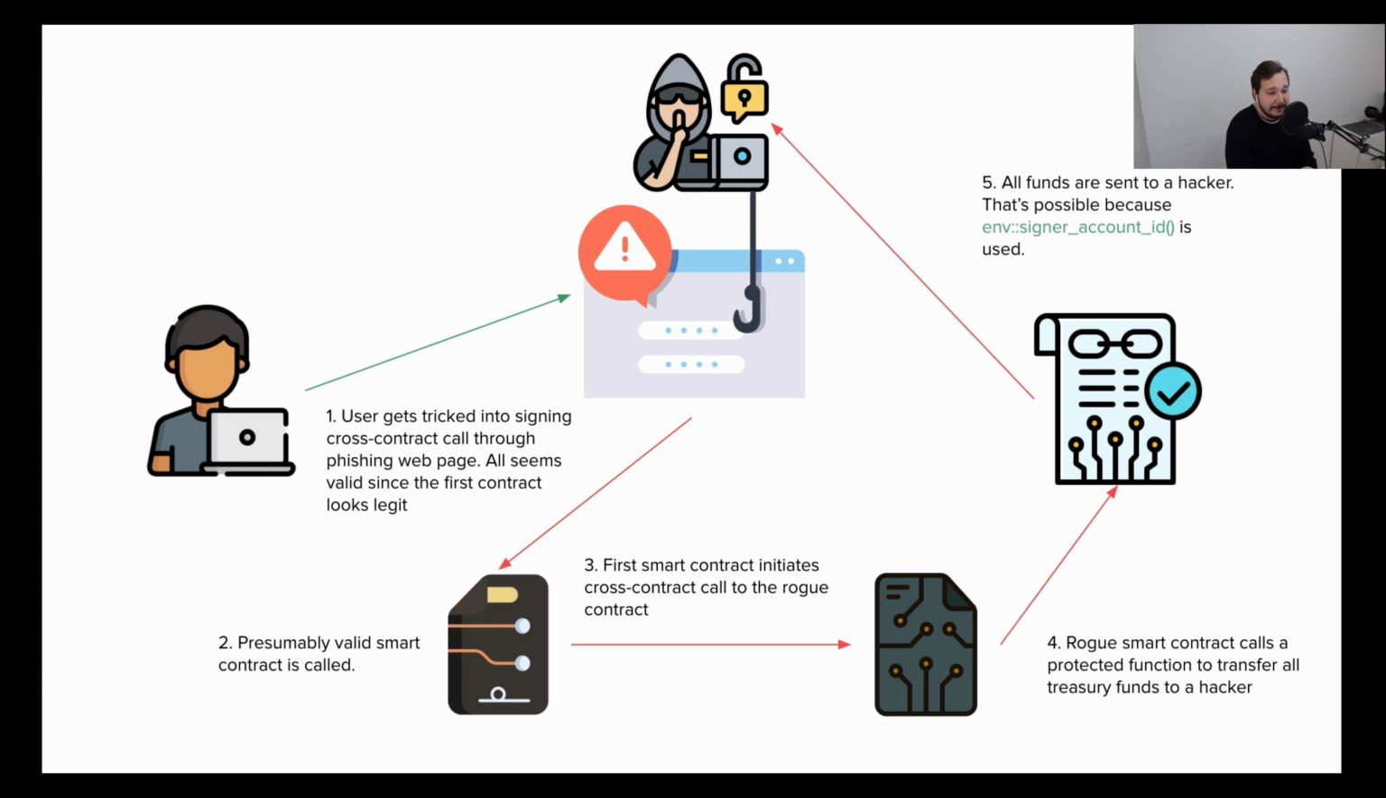Otherwise, if someone knows this, that user might be getting a lot of phishing emails to exploit the original contract. So in this scenario, the user gets tricked. That user signs a transaction to call this contract, but the user does not see that this contract calls a rogue contract, and the rogue contract calls transfer all the funds from the treasury to the hacker. And that's only possible because this contract used signer account ID.